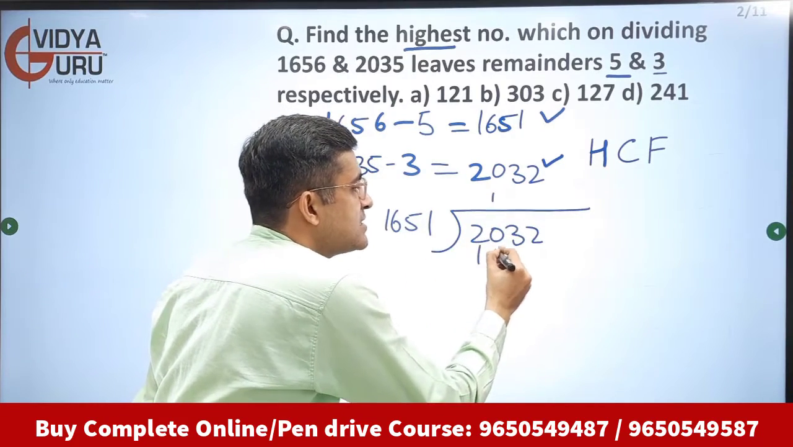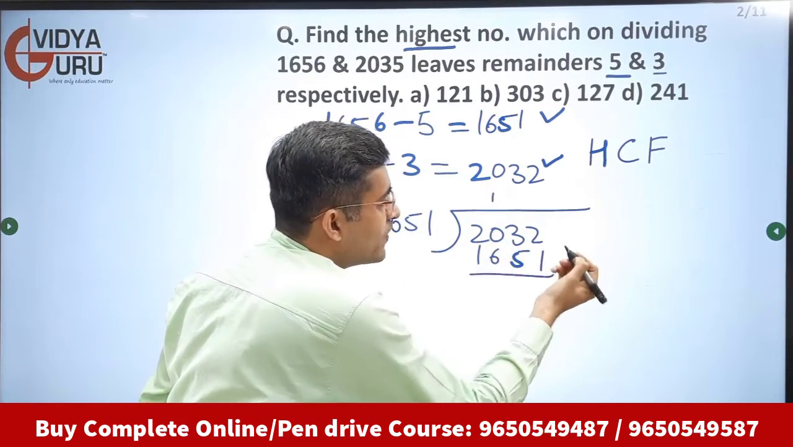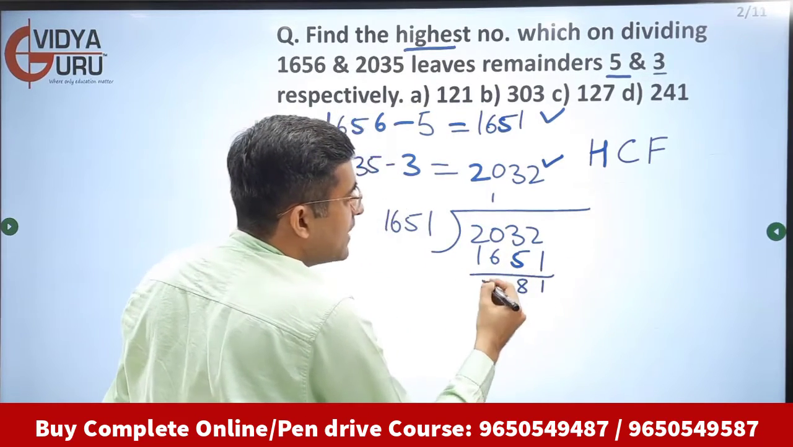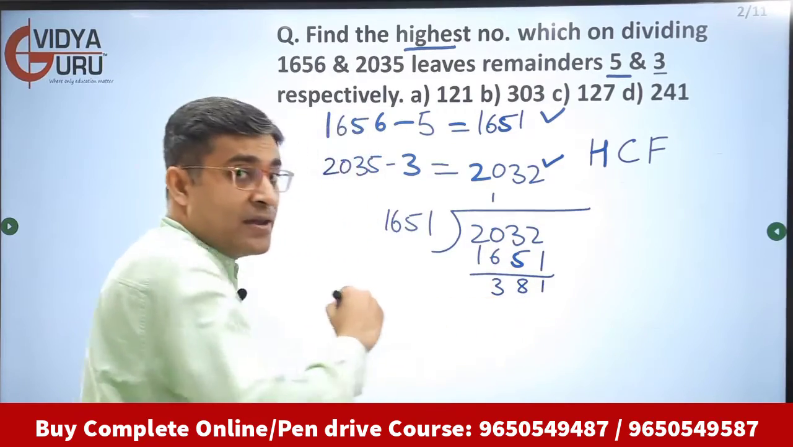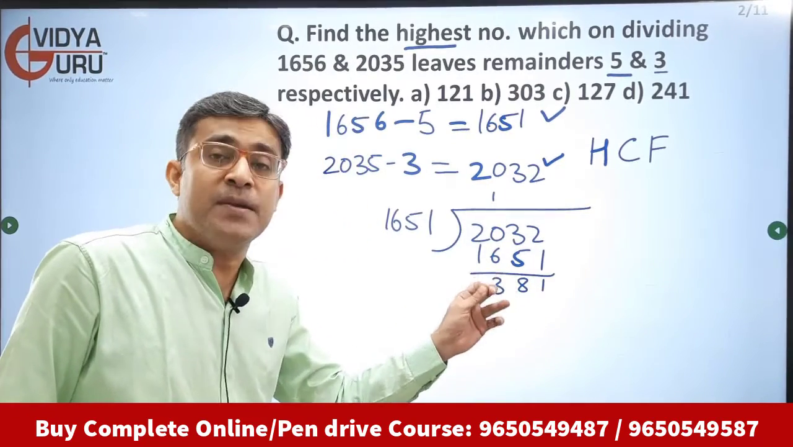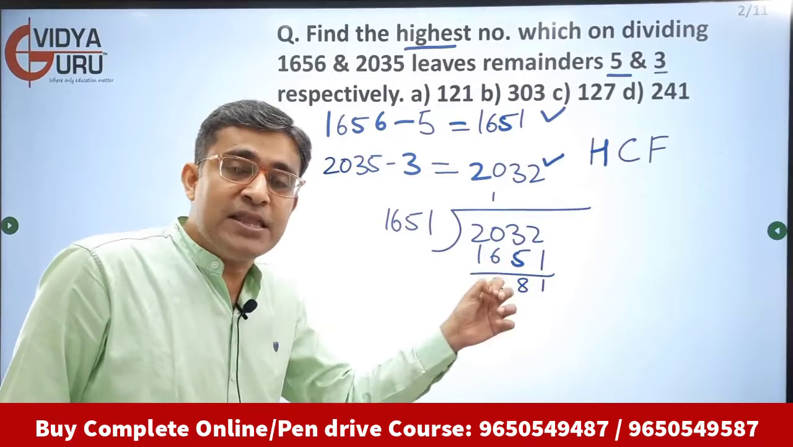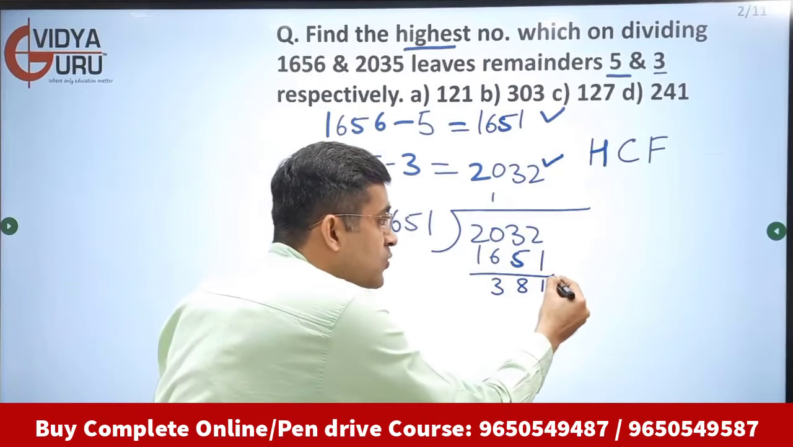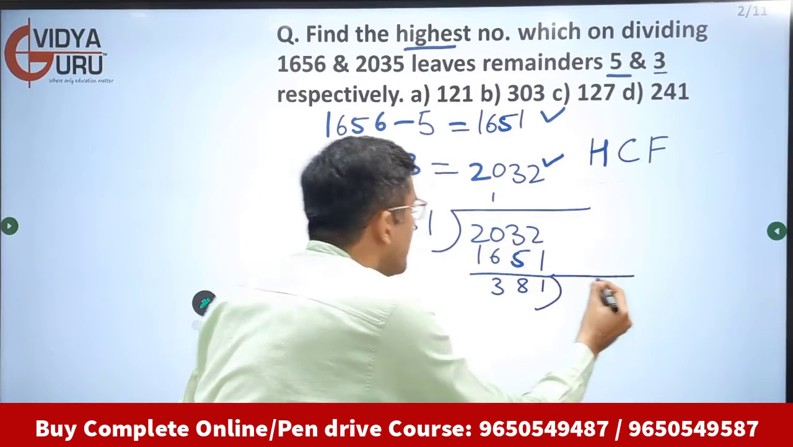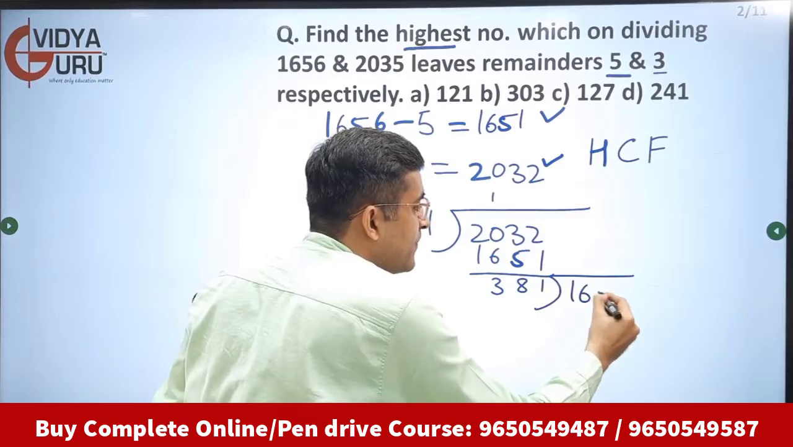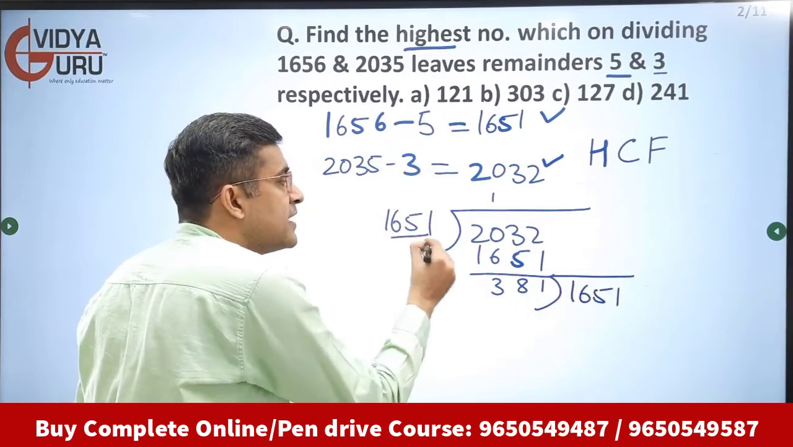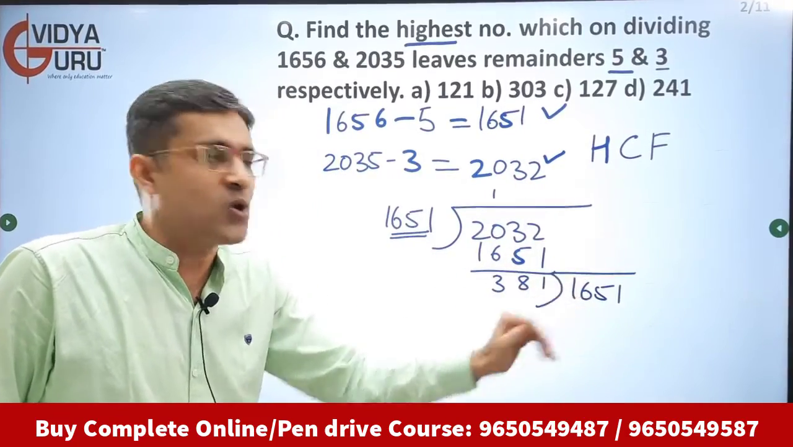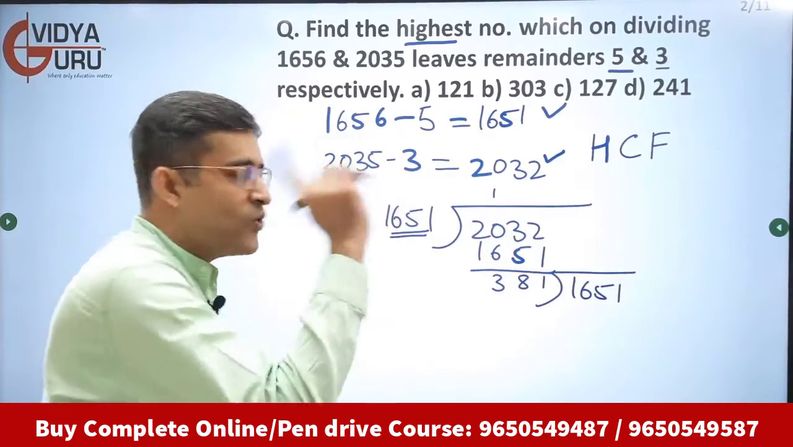1651 ones are 1651. So 2 minus 1, 1. 13 minus 5 is 8. 9 minus 6 is 3. 381. Now this 381 is the remainder. Students, this 381, the remainder, will become the divisor in the next step. So now 381 becomes the divisor and 1651, this particular divisor comes inside, becomes the dividend. Many of you already know how to solve it. I'm just going step by step to help you out.